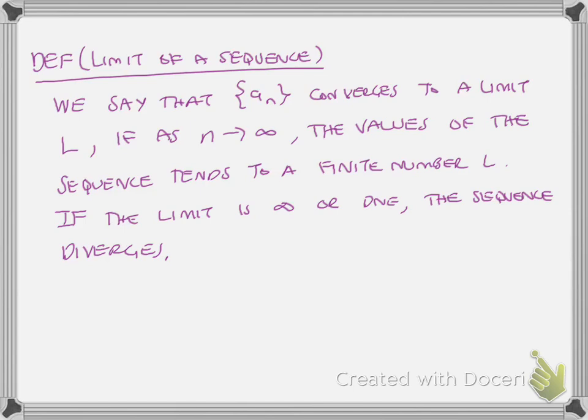So let's look at this definition. Again, if you want to pause the video and write this down, you can. This is the definition of the limit of a sequence. We say that the sequence a sub n converges to a limit, call that limit L, if as n goes to infinity, the values of the sequence tend to a finite number L. And if the limit is infinity or does not exist, we say the sequence diverges. This is similar to when we took the limit of improper integrals, which you just had on your exam. Okay, so that's the limit of a sequence.